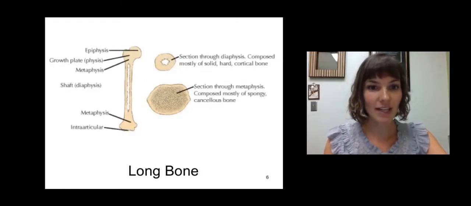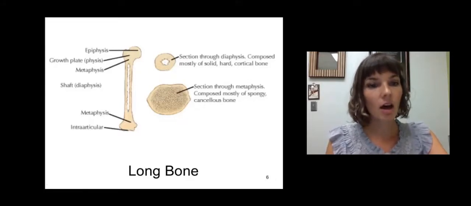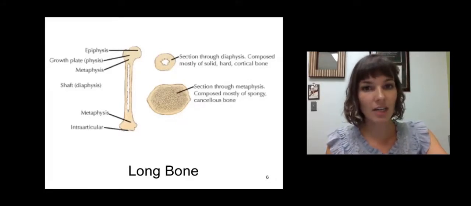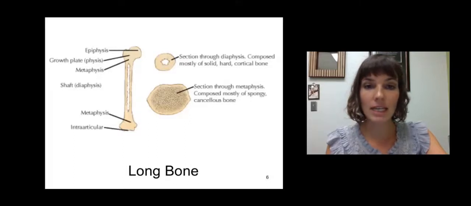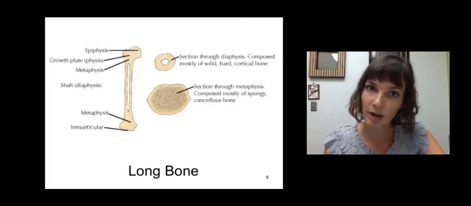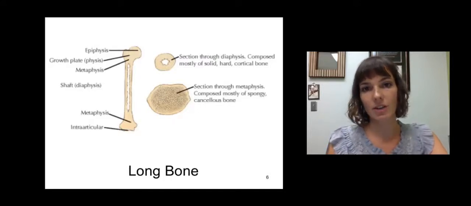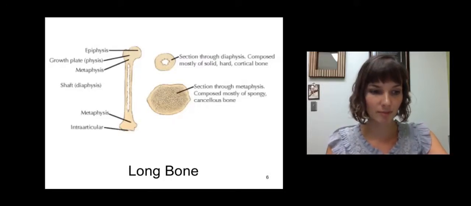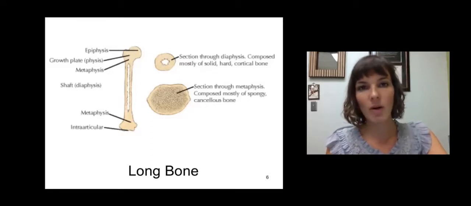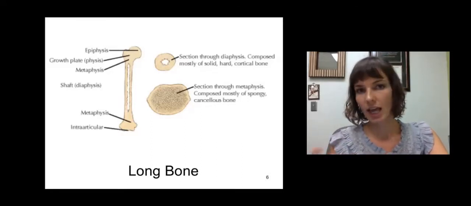So I mentioned you have this diaphysis. The diaphysis has this middle area called the medullary cavity. In long bones, this medullary cavity holds yellow bone marrow. So there's two types of bone marrow in the body, yellow and red. In long bones, this medullary cavity contains yellow bone marrow. Both types of bone marrow are sort of a semi-soft, gelatinous material.